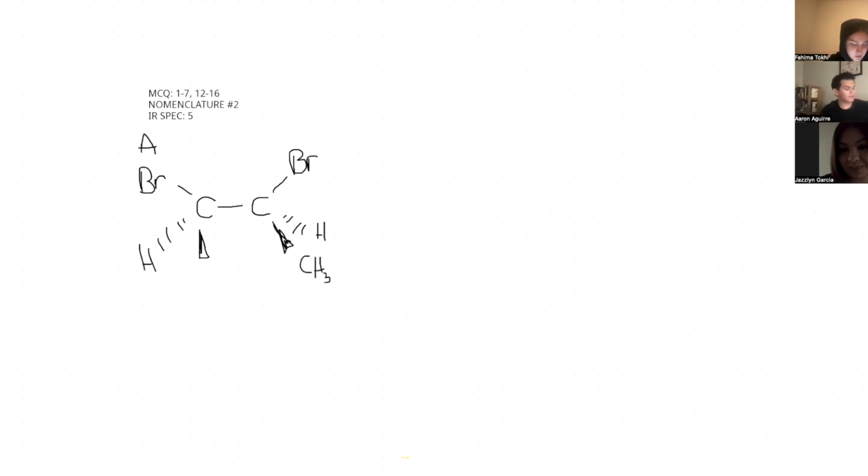Which of the following are meso compounds? I know there's so many. Starting off with A, if we look at the definition of a meso compound, it's having an internal symmetry. Am I forgetting the first part?